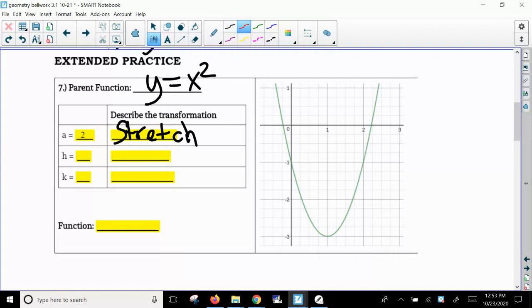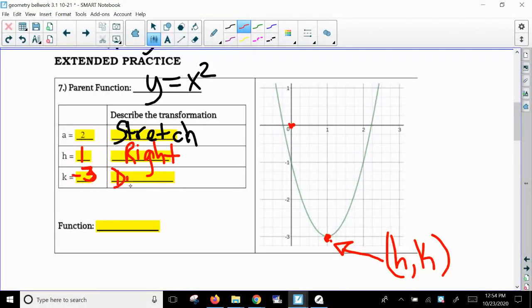So how do you find your H and K? The parent graph usually is at 0, 0. But this one moved here. Okay? H and K is always at the bottom of the U or the V when it's an absolute value graph. So we see that it had to go to the right 1, so that's positive 1 for H, and then down 3, so that's negative 3 for K. All right? Plus the bottom of the V, the point is 1, negative 3. The 1 makes the graph go to the right, and the negative 3 made the graph go down.